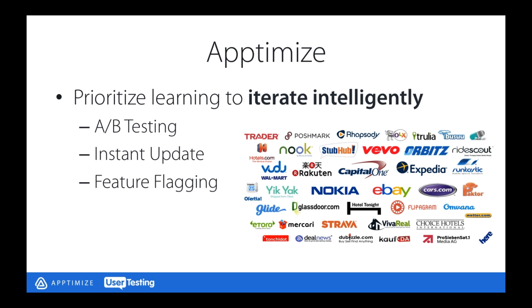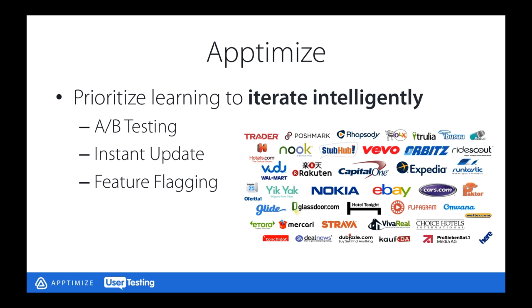The second thing we allow you to do is instant update. With instant update, you can actually instantly update any UI element in your app without having to redeploy to the App Store. This can include things such as copy, icon, hiding elements, positioning, size, and so on.